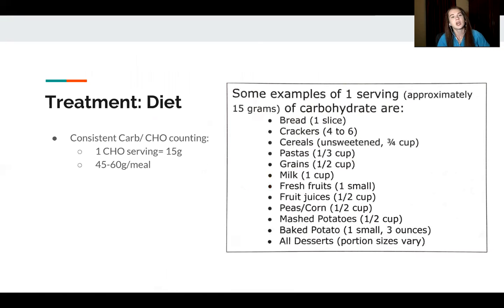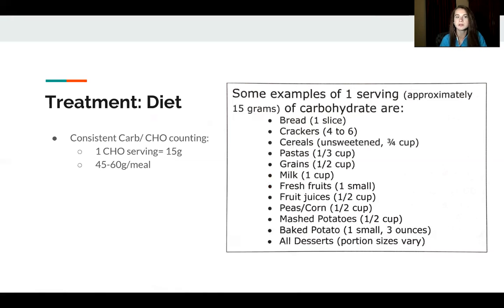We'll start with diet. So consistent carb or carb counting diet are very beneficial for both type 1s and type 2s. A single carb serving is 15 grams. So that would be 1 pack of graham crackers, a slice of bread, 3/4 cup of cereal, a very small fruit, a cup of milk, and any desserts. So I put a little chart there on the right. Any serving of these are called exchanges, and the patients can decide how much for each meal that they want.